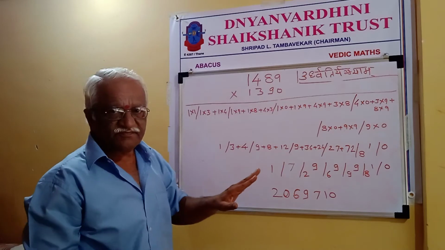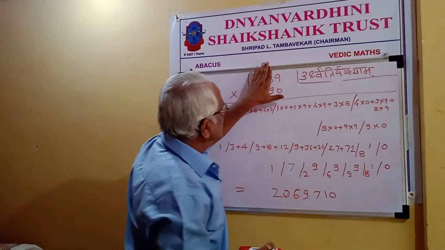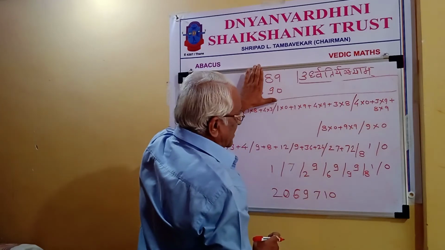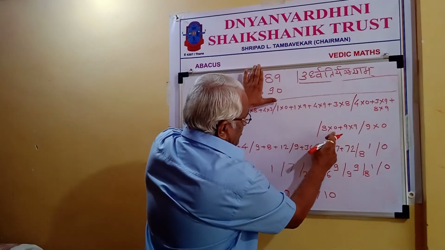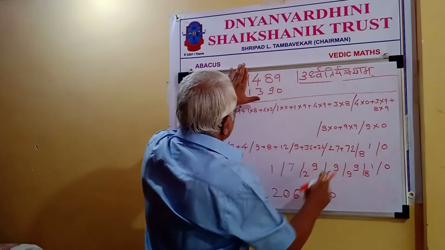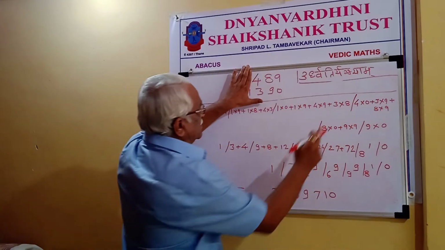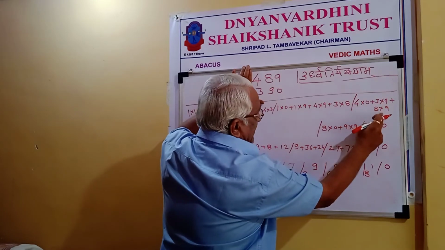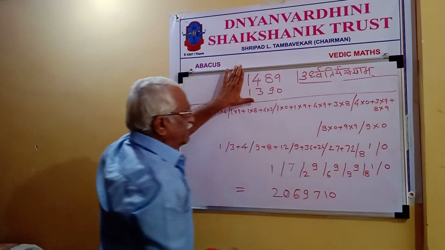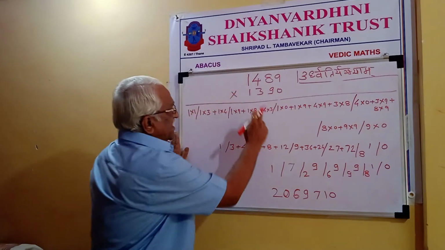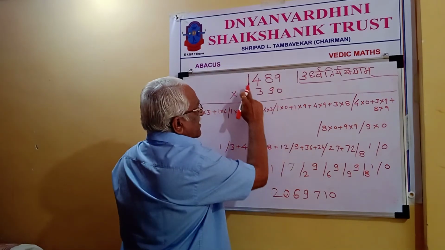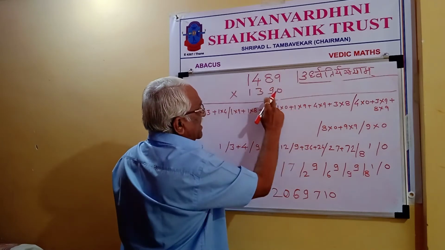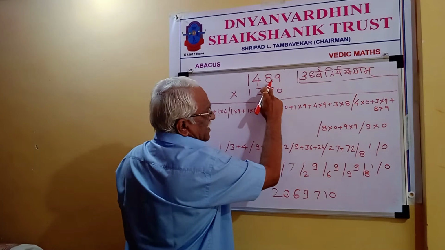Again you see what we have done. First last digit 9 into 0. Then last 2 digits 8 into 0 plus 9 into 9. Then last 3 digits 4 into 0, 3 into 9 and 8 into 9. And again all 4 digits 1 into 0, 1 into 9 plus 4 into 9 plus 3 into 8.